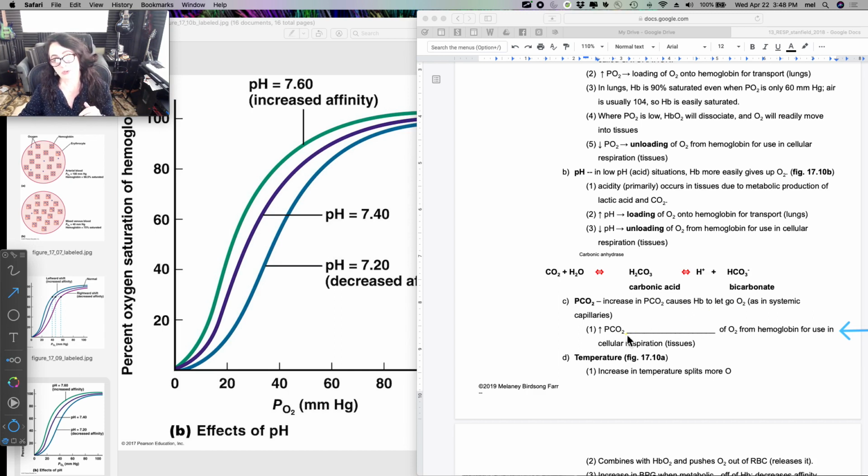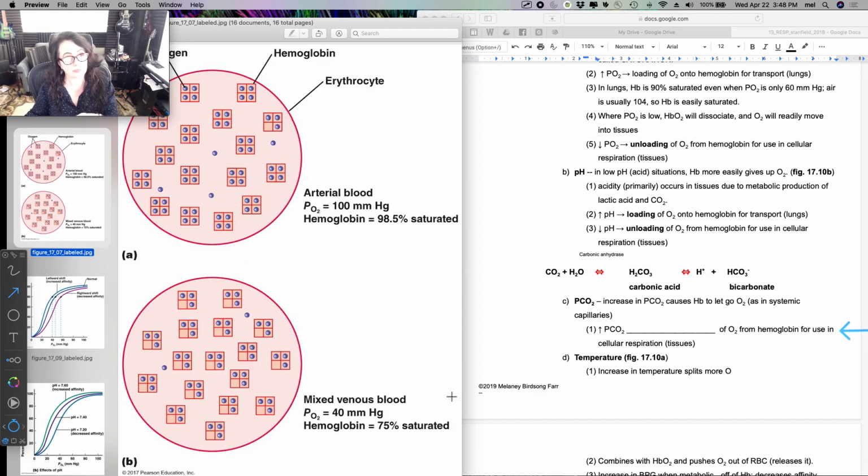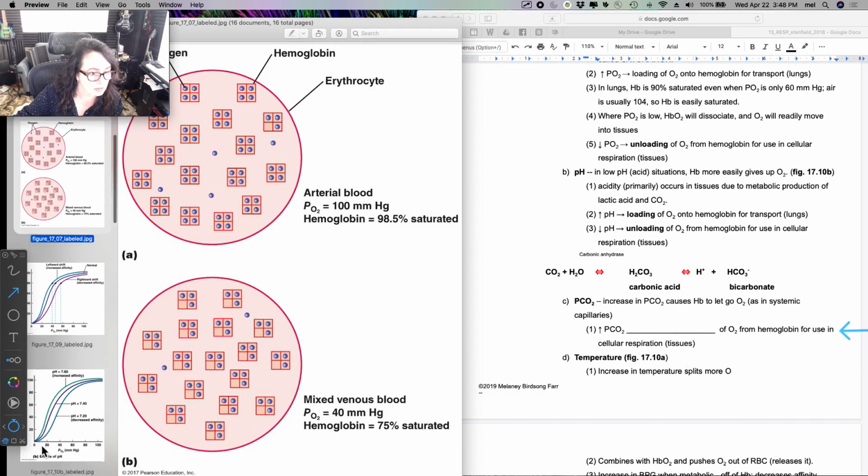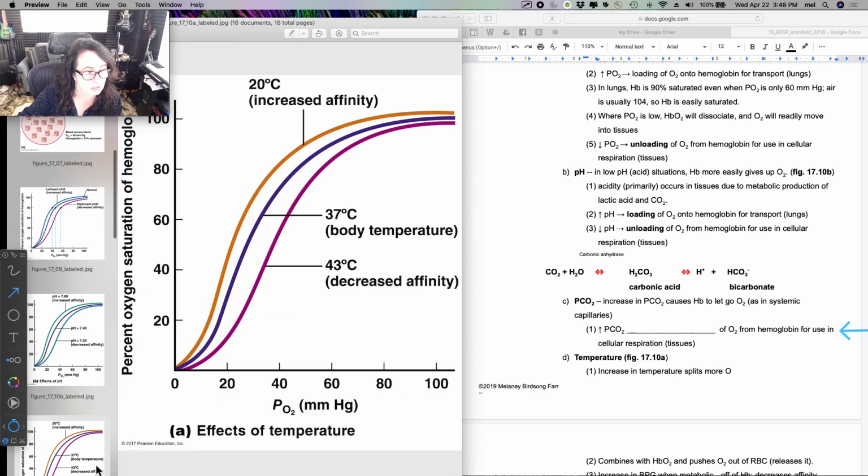So does that cause what goes here? An increase in PCO2 causes loading, getting on the bus, or unloading, getting off the bus? Unloading, right? So you're going to let oxygen off of the hemoglobin bus so that you can actually use it for cellular respiration. And the opposite is also true. A decreased PCO2, as is true in pulmonary capillary beds, is more likely to make you load. Okay, and then only two more things, and then we will be ready to do a summary.